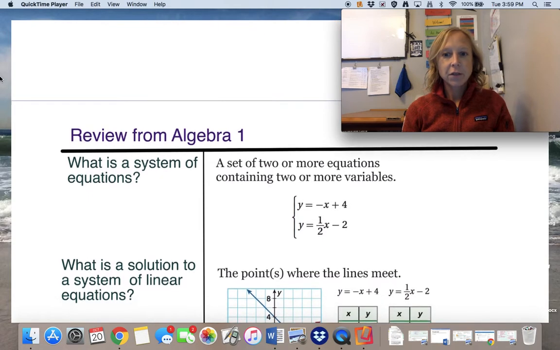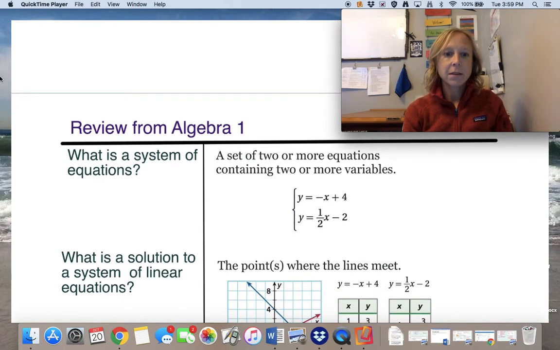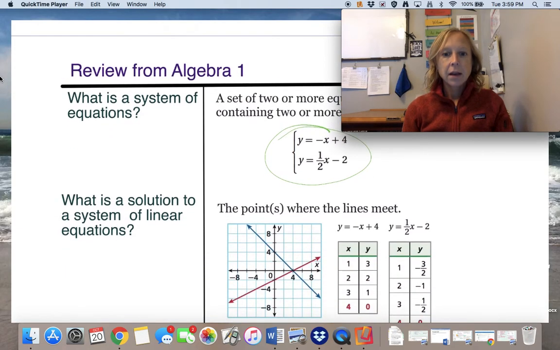So first of all, what is a system of equations? It's a set of two or more equations containing two or more variables. You can see an example of a system of linear equations right here. The solution to a system of equations is the point where the lines meet, the intersection point. So we can see that very clearly by looking at the graph. I can see that those two lines cross at the point (4, 0).